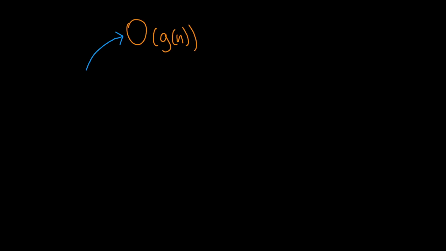order of a function. We'll call our function g of n. The order of a function just means the family of functions that are constant multiples of that function. They all really like each other because they're part of the same big uncountable family.